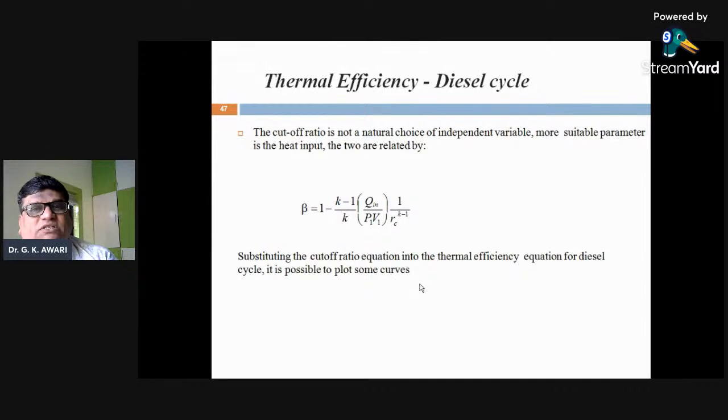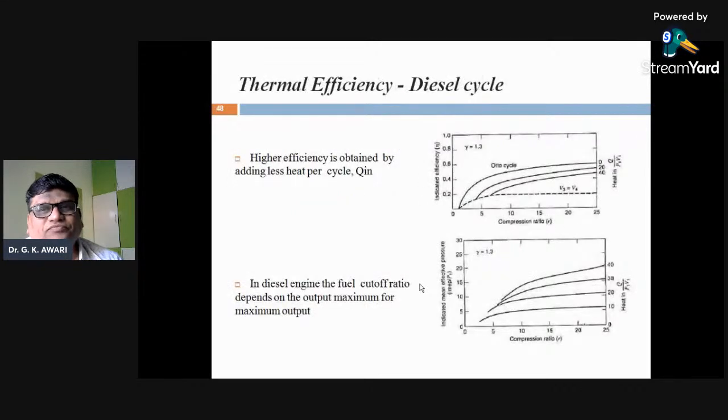For the thermal efficiency of a diesel cycle, the cutoff ratio is not a natural choice of independent variable. A more suitable parameter is the heat input, and the two are related by beta is equal to 1 minus gamma minus 1 divided by gamma in bracket q in divided by p1 v1, into 1 by RC to the power of gamma minus 1. So substituting the cutoff ratio equation in the thermal efficiency equation for the diesel cycle, it is possible to plot the same curves. So these are the thermal efficiency curves of the diesel cycle.